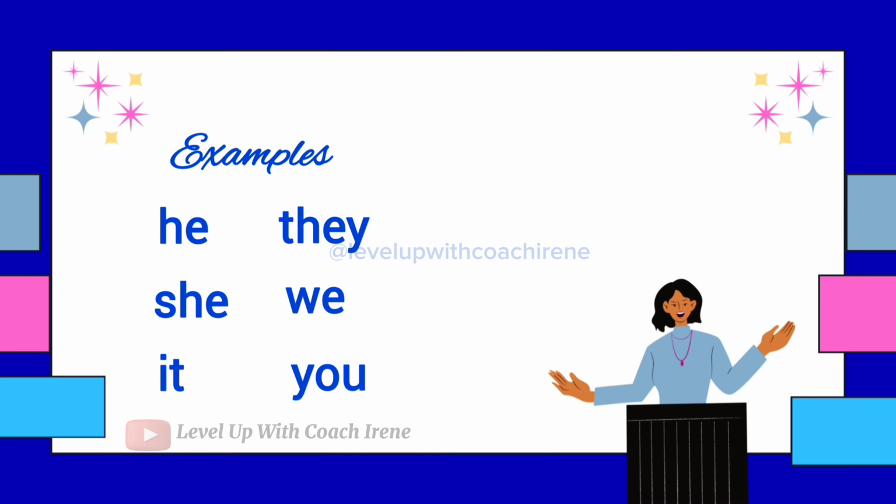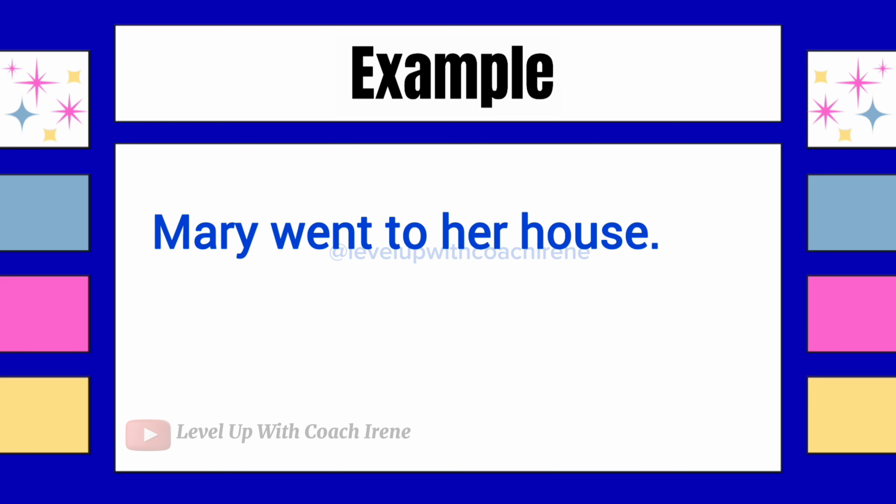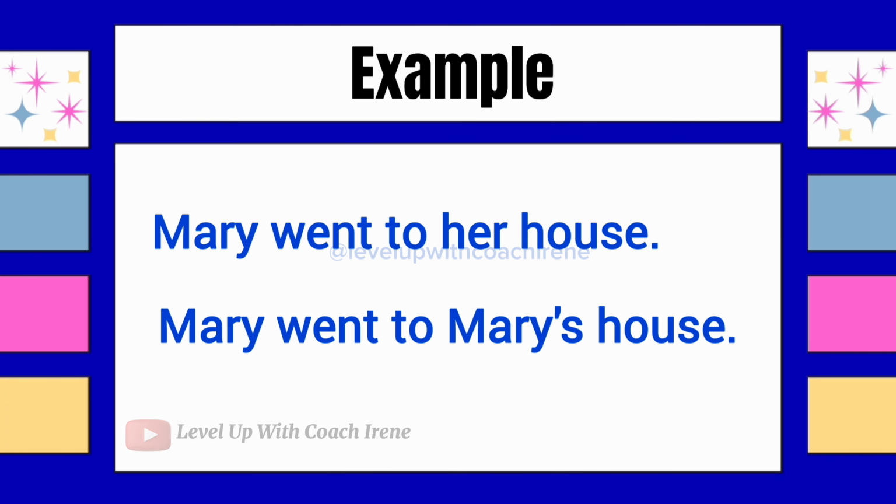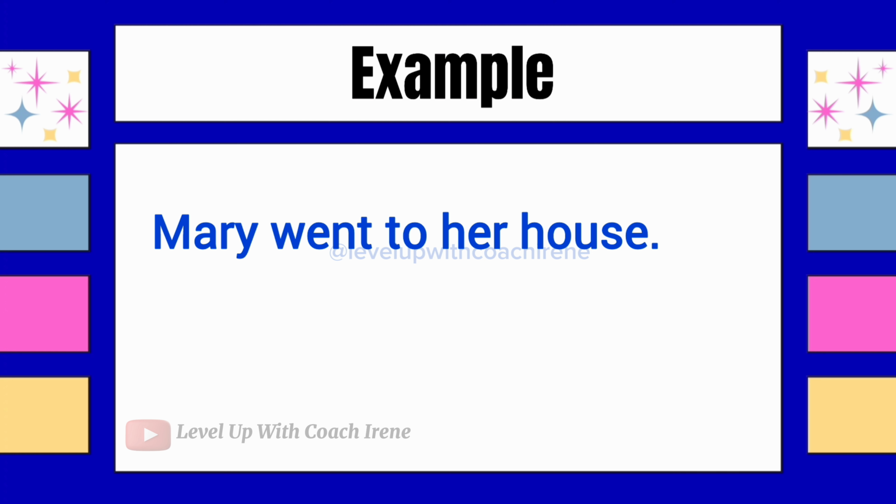An example sentence would be Mary went to her house. Notice that instead of saying Mary went to Mary's house, we replaced Mary with her. Mary went to her house. Her in this sentence replaced Mary to avoid repeating the same noun multiple times.